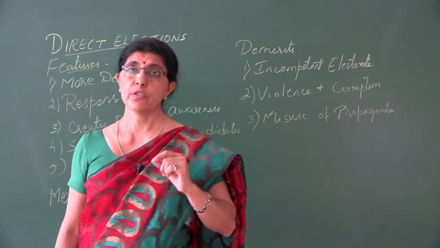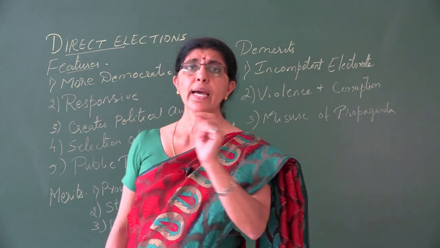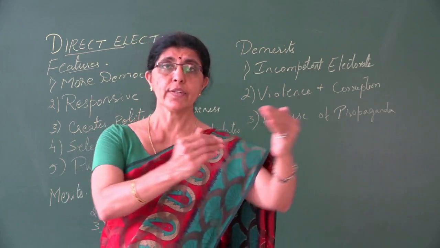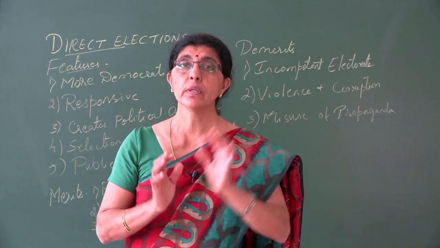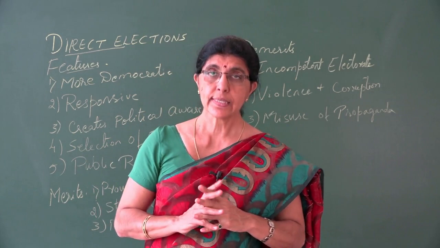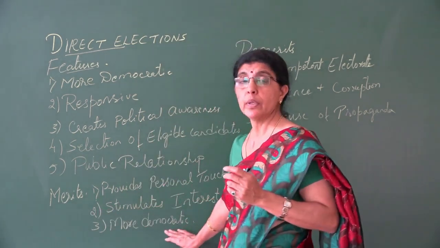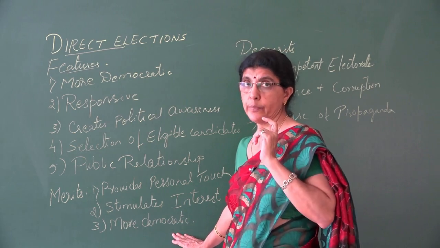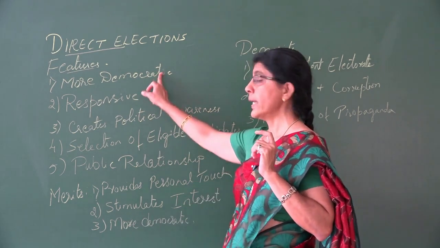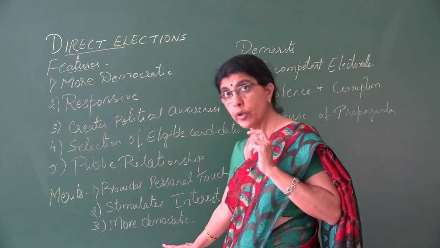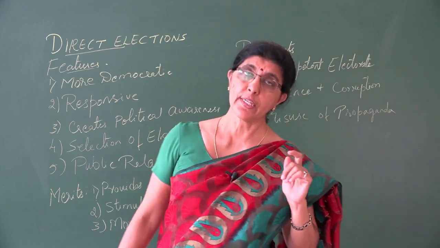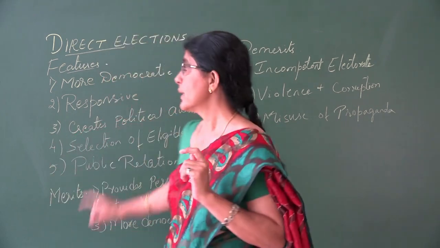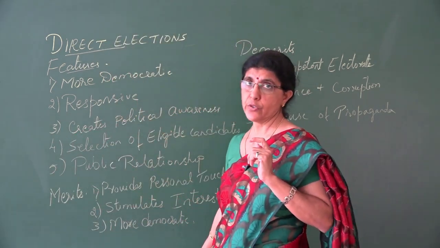Next we come to the more democratic advantage. In indirect elections, it is not possible for the voter to have direct contact with the representative. Hence, there is less contact between the representative and the voter. Whereas direct elections are more democratic, and at times, even in indirect elections, to make them more democratic, they follow direct elections.